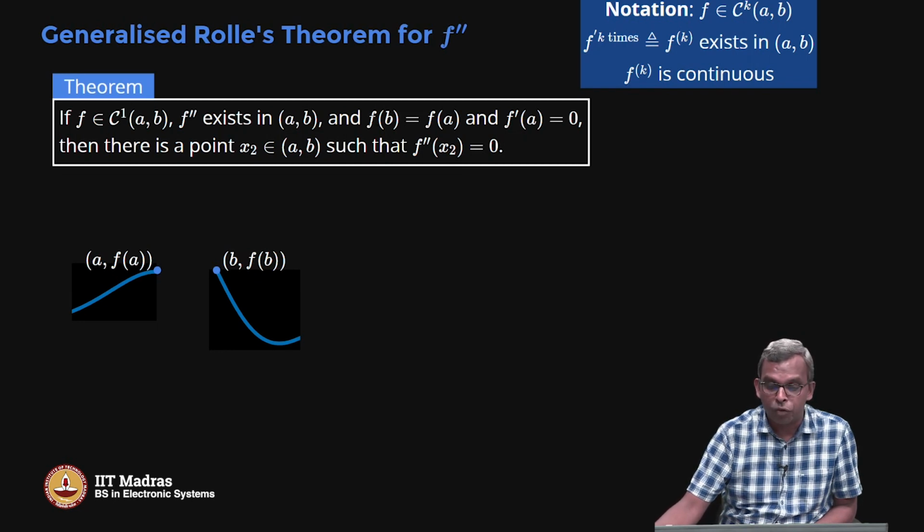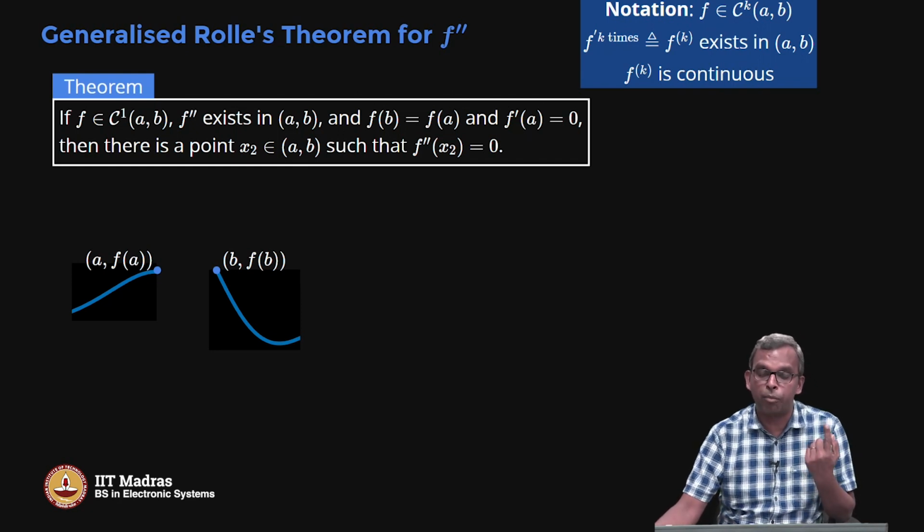an f of b equals f of a, and f prime of a is 0. Okay, f prime of a is 0. So notice I'm drawing the curve sort of like that, so the slope here is 0. This is an additional condition I'm going to assume here. This is an important condition.